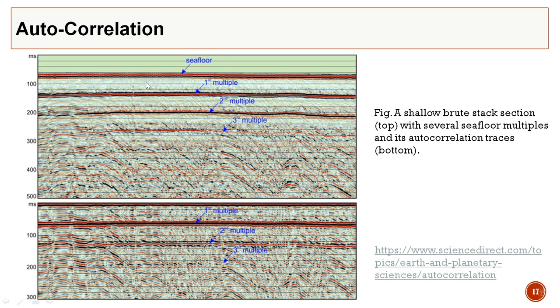This is another example. This is a stack of data, of a 2D line maybe, and when you autocorrelate, it will help you find the position of the first, second, third bounces of the multiples. So this is the link for this image. If you want to have more details of this image, you can go through this link.